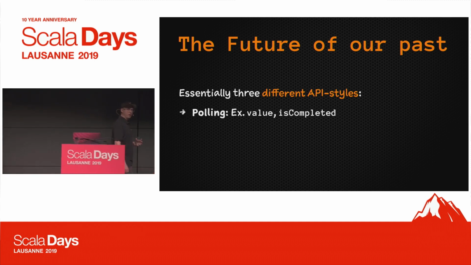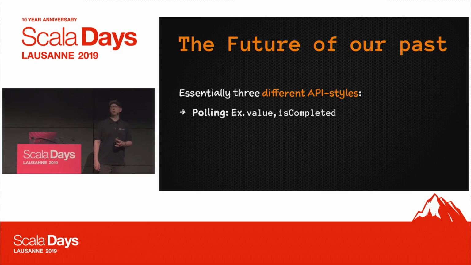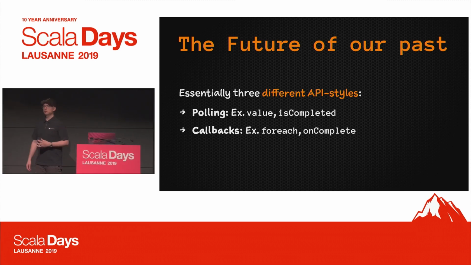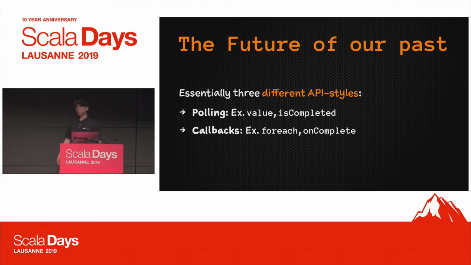We have a polling API. You can check whether a future has been completed or if there is a value at this moment. So that is essentially doing polling. There's also callback-based APIs. We have deprecated onSuccess and onFailure, mainly because you can do future.failed.forEach if you want to just react to the failure, and then forEach is basically onSuccess, so you could just use that instead.